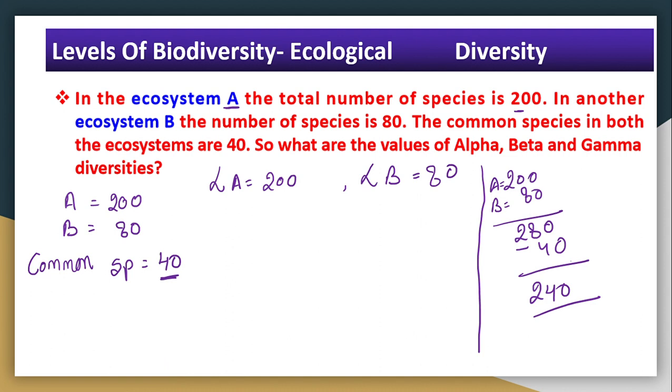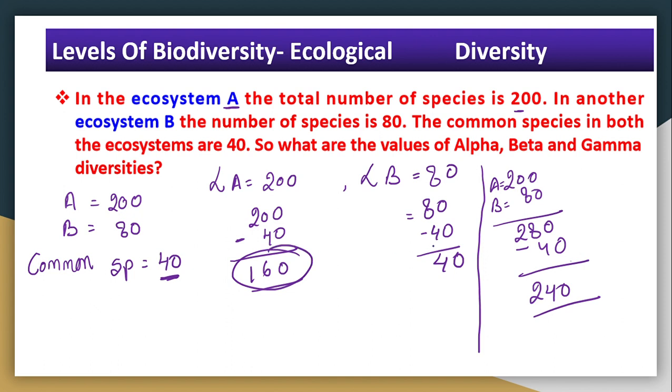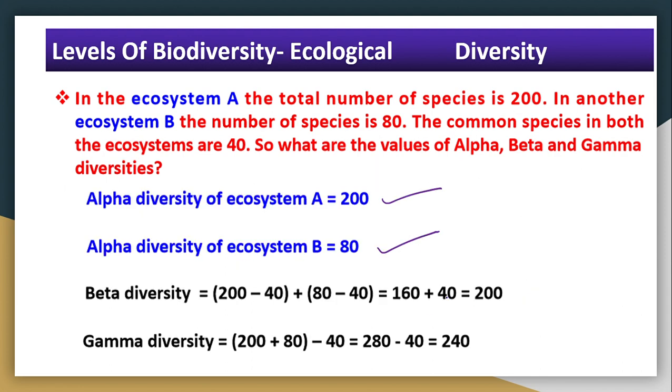Let me show you over here. So your alpha diversity, you have 200 species. How many common species do we have? 40. So 200 minus 40, it's going to be how much? 160, right? Then here 80 species are there. 80 minus 40, how many? You got 40 species. Now common species are gone. Now you can add this 160 plus 40 and you are going to get your answer, that is 200. See over here, what did I do?